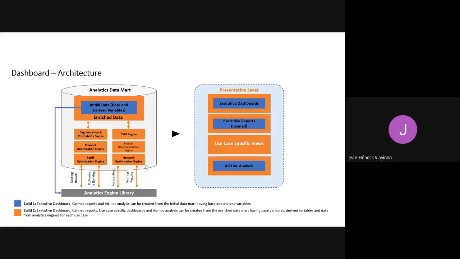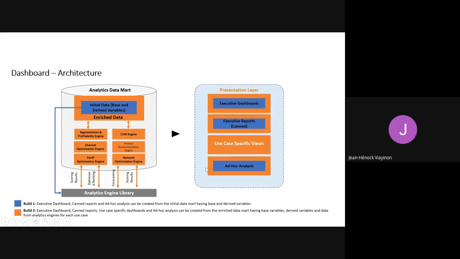All those kinds of engines are going to take data from your initial data sources and make some outputs. Those outputs could be scoring results, optimizing ranking, forecasting, and also scoring results. So once you have those outputs, you are just going to connect those outputs and/or your initial data to your presentation layer to have whatever view you want. It could be an executive dashboard, an executive report, it could be used for a specific view, or it could be used for ad hoc analysis.